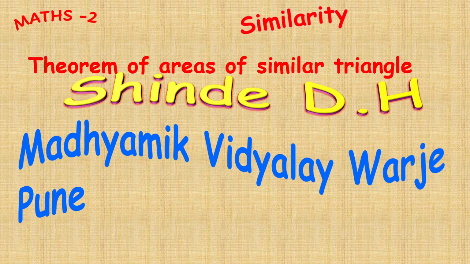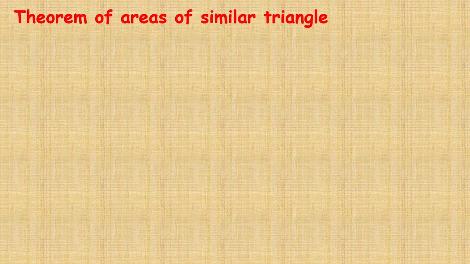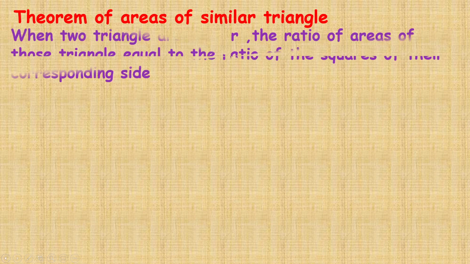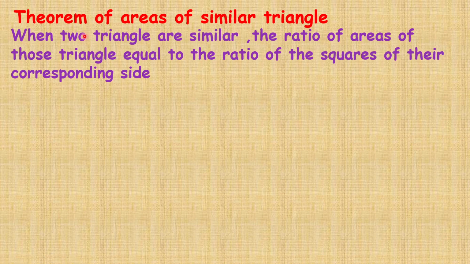Today we learn the theorem of areas of similar triangles. The statement of the theorem is: when two triangles are similar, the ratio of the areas of those triangles is equal to the ratio of the squares of their corresponding sides.